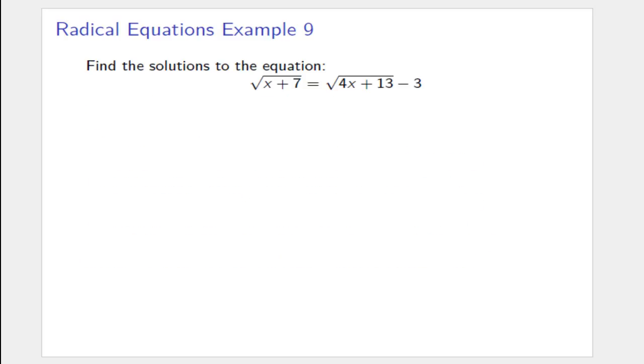Since we saw that trying to add 3 to both sides did not help, let's just try squaring both sides. This gives us the square root of x plus 7 squared on the left and the square root of 4x plus 13 minus 3 all squared on the right. Now on the left, the square root of x plus 7 squared is just x plus 7, which is nice. But on the right, we need to square this out. Please click the link to the right to see this process done.